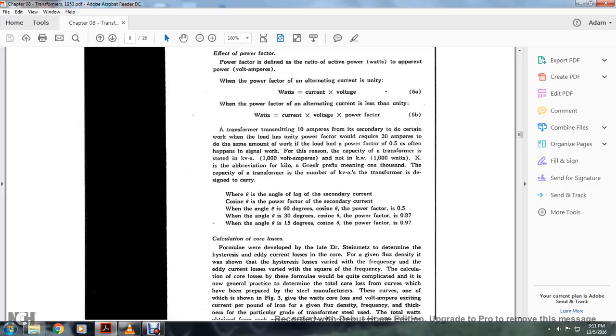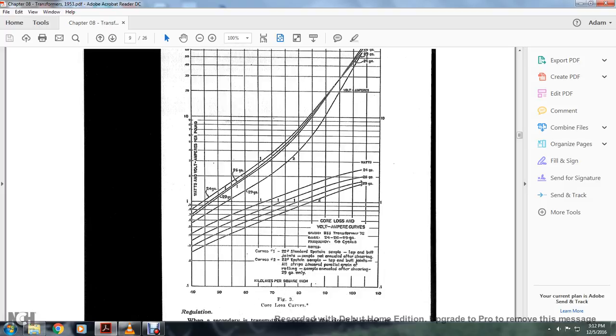It is now general practice to determine the total core loss from the curves which have been prepared by the steel manufacturers. One of the curves is shown in Figure 3, which gives the watts core loss and volt-amperes exciting current per pound of iron with the given flux density, the frequency, and thickness of the particular grade of transformer steel, and uses the total watts obtained from such curves divided by the primary rated volts.